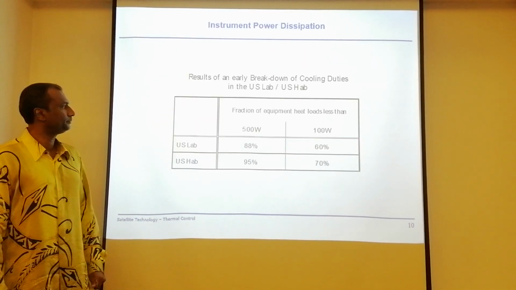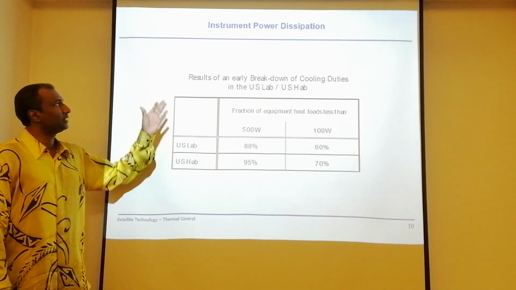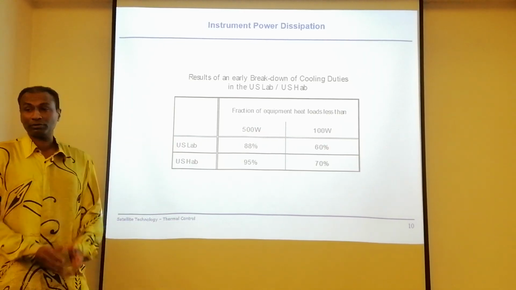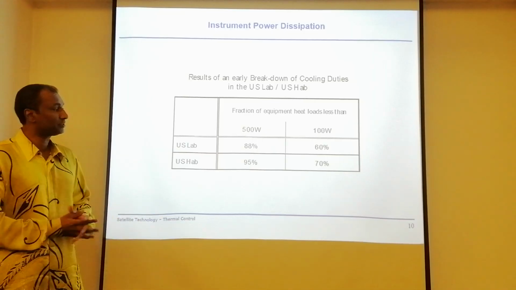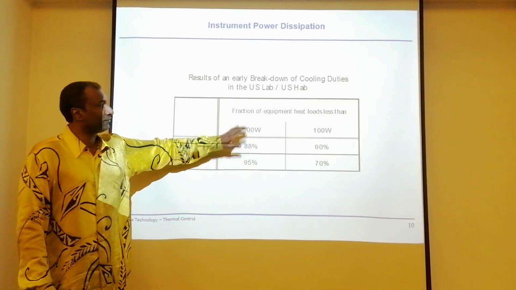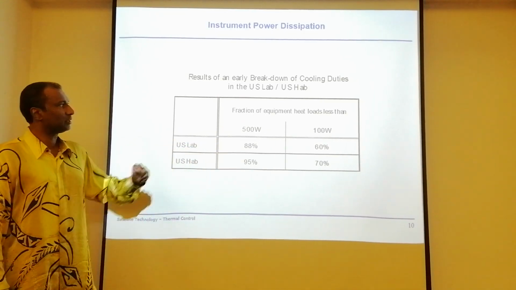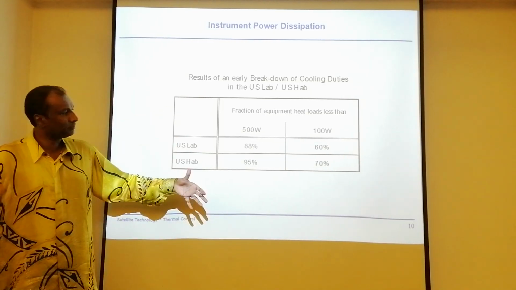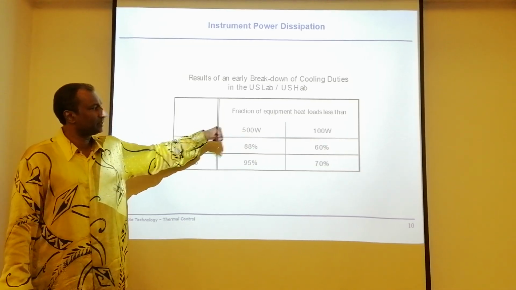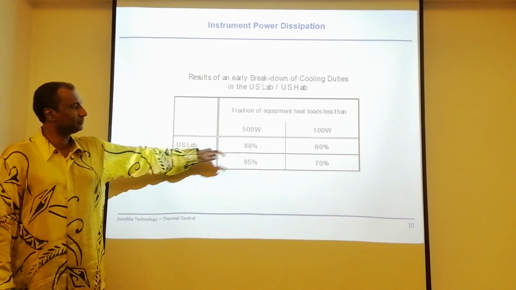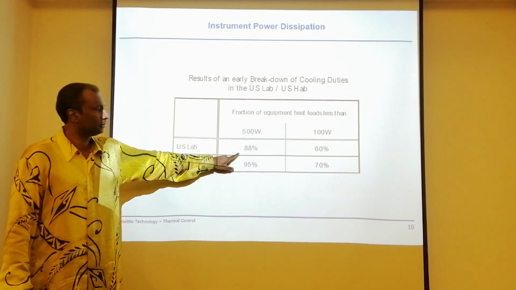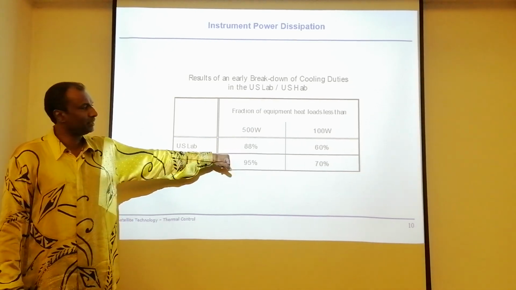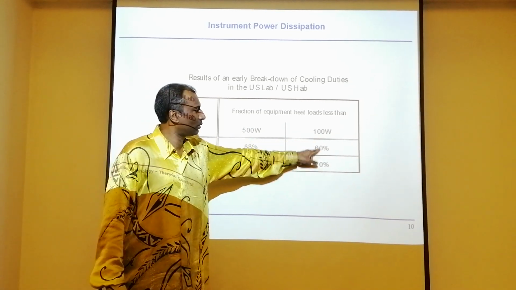Alright, go on. Okay, now this says instrument power dissipation. We talked about instruments. So look at the power distribution that you have. This is a reflection of equipment heat loads. Now, the US lab and US hub is basically like a capsule. So look at that, heat load less than 500 watt, you have 88%. Less than 100 watt, you have 60.